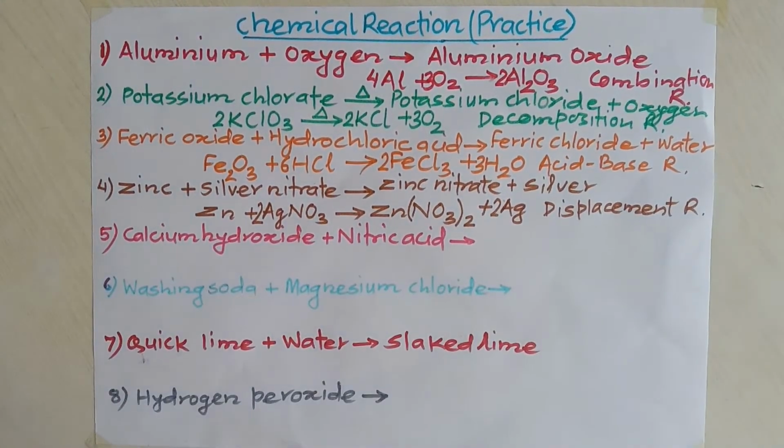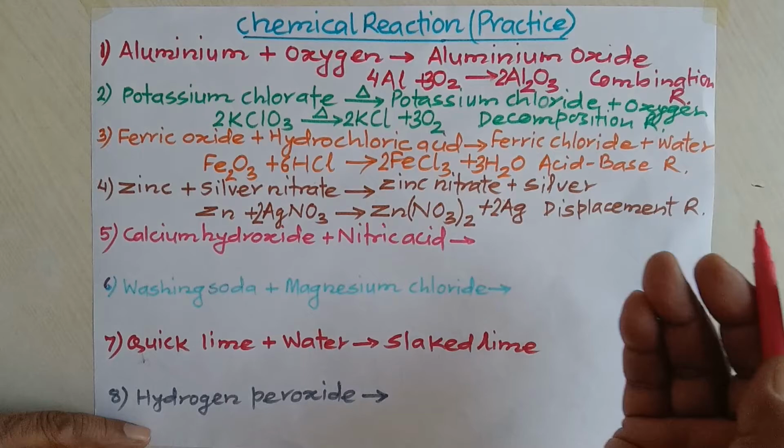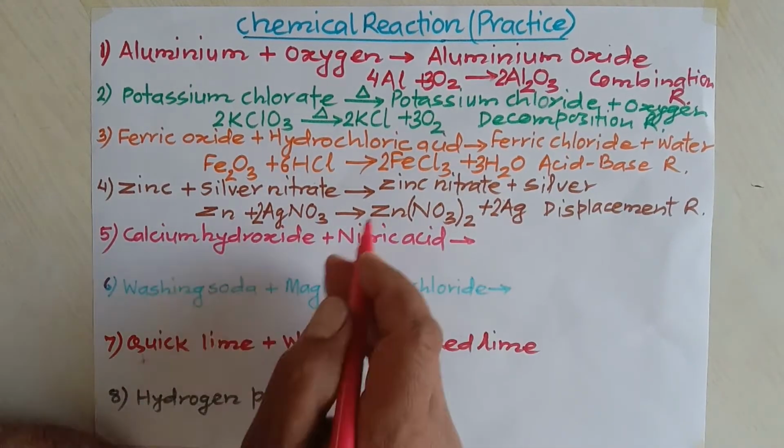This is actually single displacement. Let's go to question number 5. Calcium hydroxide plus nitric acid. What forms later we'll talk, but we'll write the molecular formula of this.